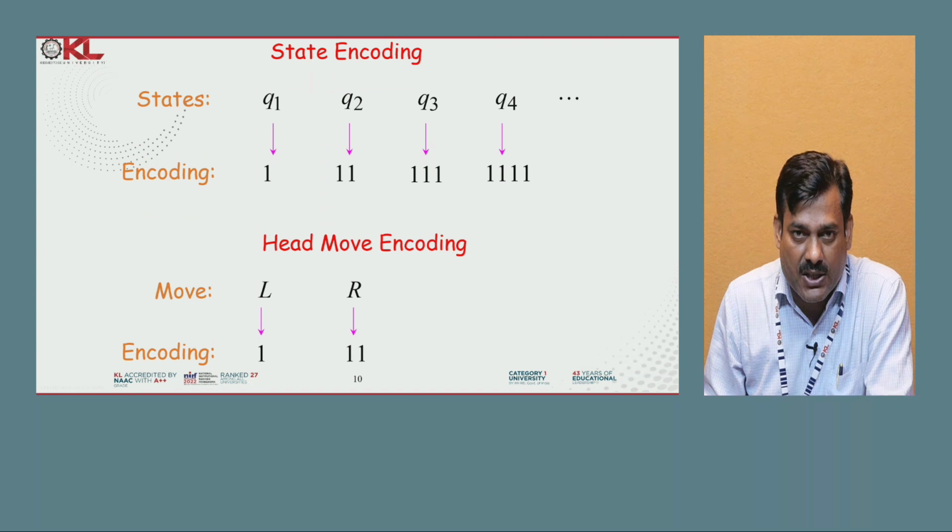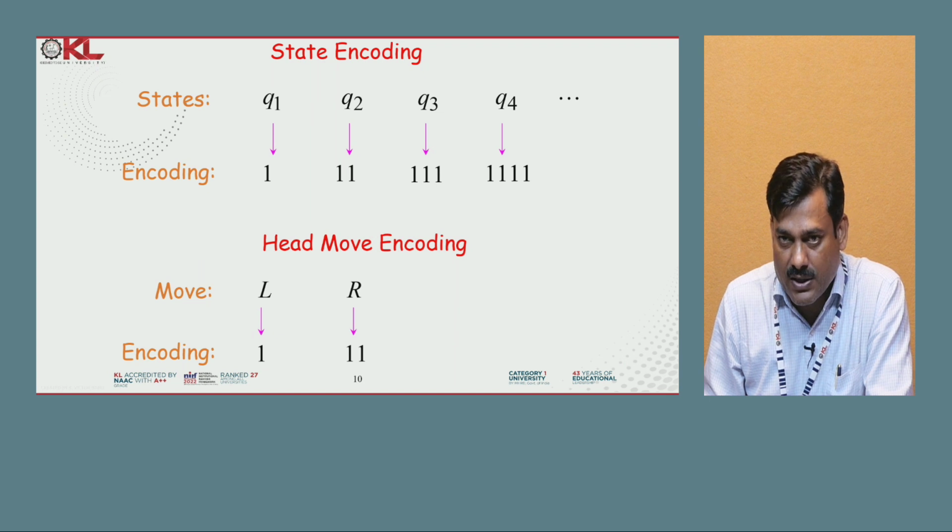Next, we have the states of the Turing machine M. State Q1, suppose we encode as 1, state Q2 we encode as 1 1, state Q3 we encode as 1 1 1, and state Q4 we encode as 4 times 1. And one additional thing we have in the Turing machine is the head movement. If the head movement is in the left direction, we can encode it as 1, and if it is moving to the right side, we can encode it as 1 1.